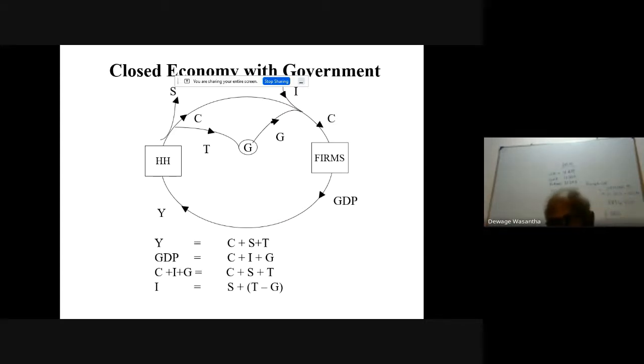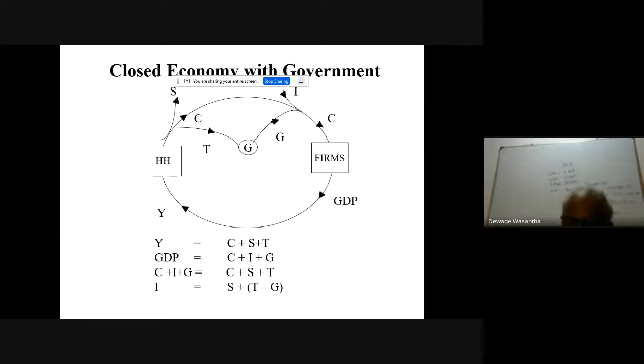This side. Other side, because all the income goes to the households. Households consume, C. Households pay taxes, T. Households save, S. So C plus T plus S. At equilibrium, they are the same: C plus I plus G equals C plus S plus T. Then what will happen? C cancels out from both sides of these equations. Then if you take G to the right hand side of the equation, I equals what? S plus T minus G.